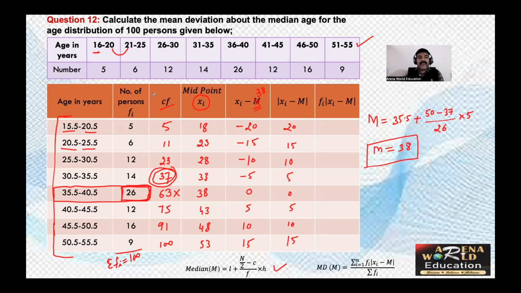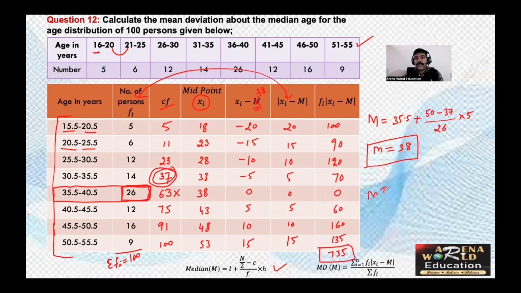What is the next step? Yes, we will multiply each fi with the modulus of xi minus M. So now 5 into 20, yes, this will be 100. 6 into 15, yes, 90. 12 into 10, 120. 14 into 5, 70. 26 into 0, yes, it is 0. 12 into 5, 60. 16 into 10, 160. Then 9 into 15, it is 135. So what is the sum? This will be 735, right?